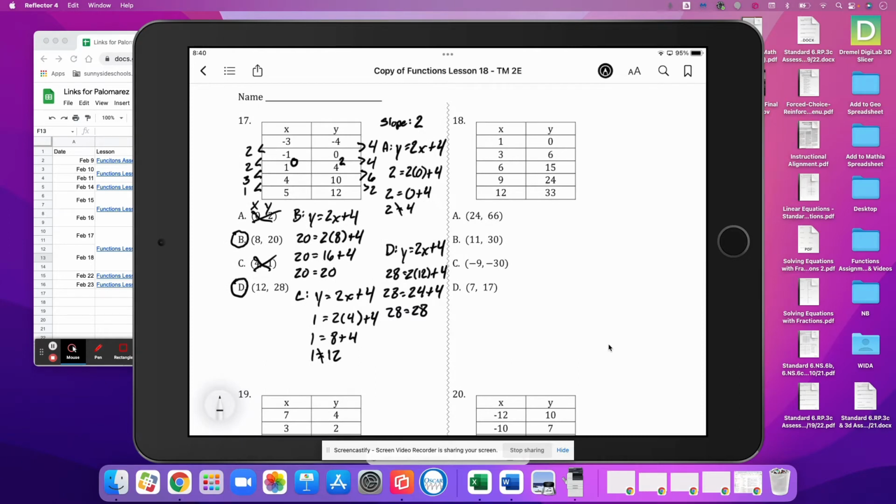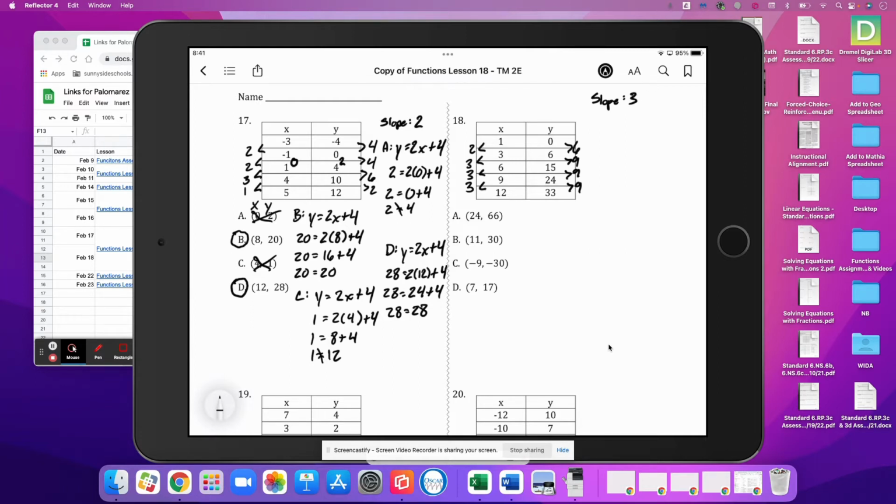And so let's move on to number 18. Let's figure out what our slope is going to be. It's increasing by 6, increasing by 9, increasing by 9, and increasing by 9. Over here, increasing by 2, by 3, by 3, and by 3. So if I divide 6 by 2, I get 3. If I divide 9 by 3, I get 3. So our slope for this one is going to be 3.